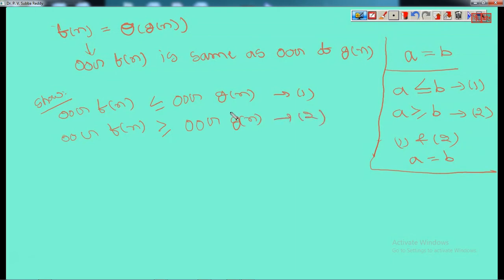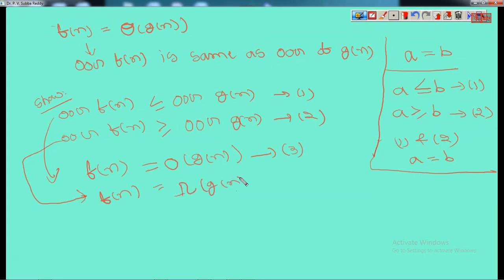This is two. What does this one mean? It means f of n's order of growth is smaller than g of n or the same as g of n. That means according to the formal definition of big O notation, we can write this as f of n is big O of g of n. We are actually showing this way. What does this mean? The order of growth of f of n is equal or more. That means it is big omega of g of n. Now we conclude from 3 and 4 that f of n is theta of g of n.